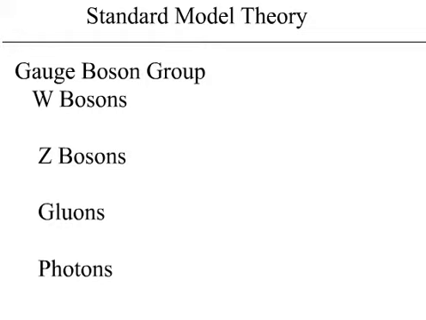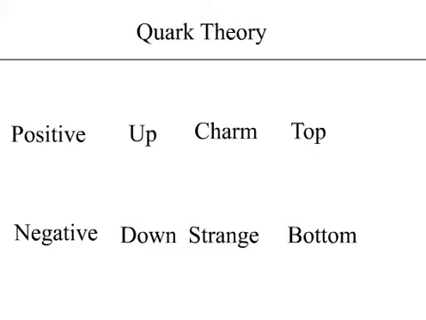The neutral ones are the muon neutrino, the electron neutrino, and the tauon neutrino. The quark theory states that quarks can be positive or negative. The gauge boson group includes three types of bosons, which are gluons, W and Z bosons, and photons. Three types of positive quarks are up, charm, and top. Three types of negative quarks are down, strange, and bottom.